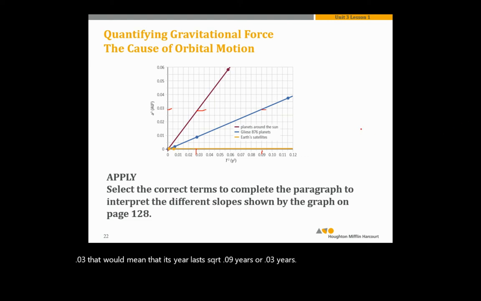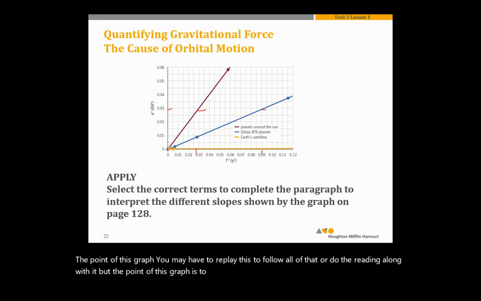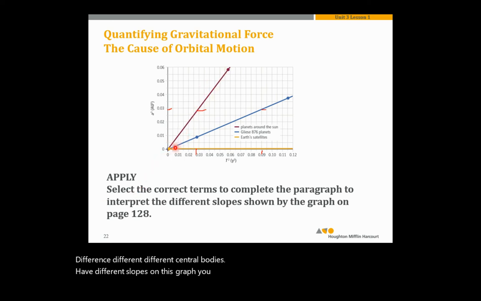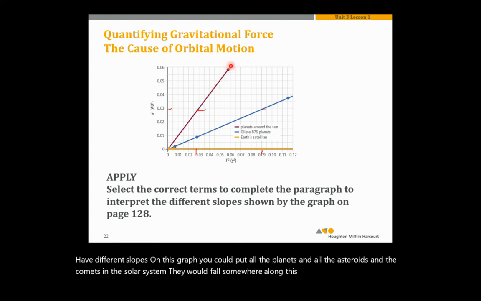The point of this graph, you may have to replay this to follow all of that or do the reading along with it, but the point of this graph is to show you that different central bodies have different slopes on this graph. You could put all the planets and all the asteroids and all the comets in the solar system, and they would fall somewhere along this line for the sun.